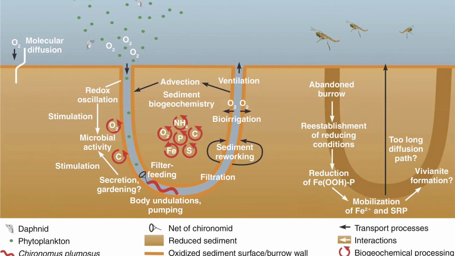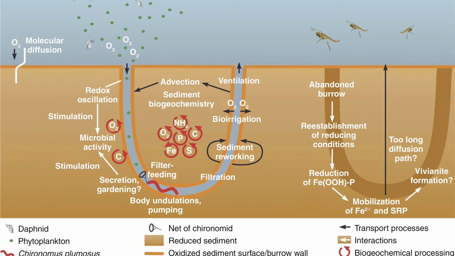Here is another amazing and very important fact. Midge larvae can indirectly affect algal blooms. When the larvae are present, they oxygenate the top few centimeters of the sediments via activity pumping water through their tubes, which allows iron to bind with phosphorus.